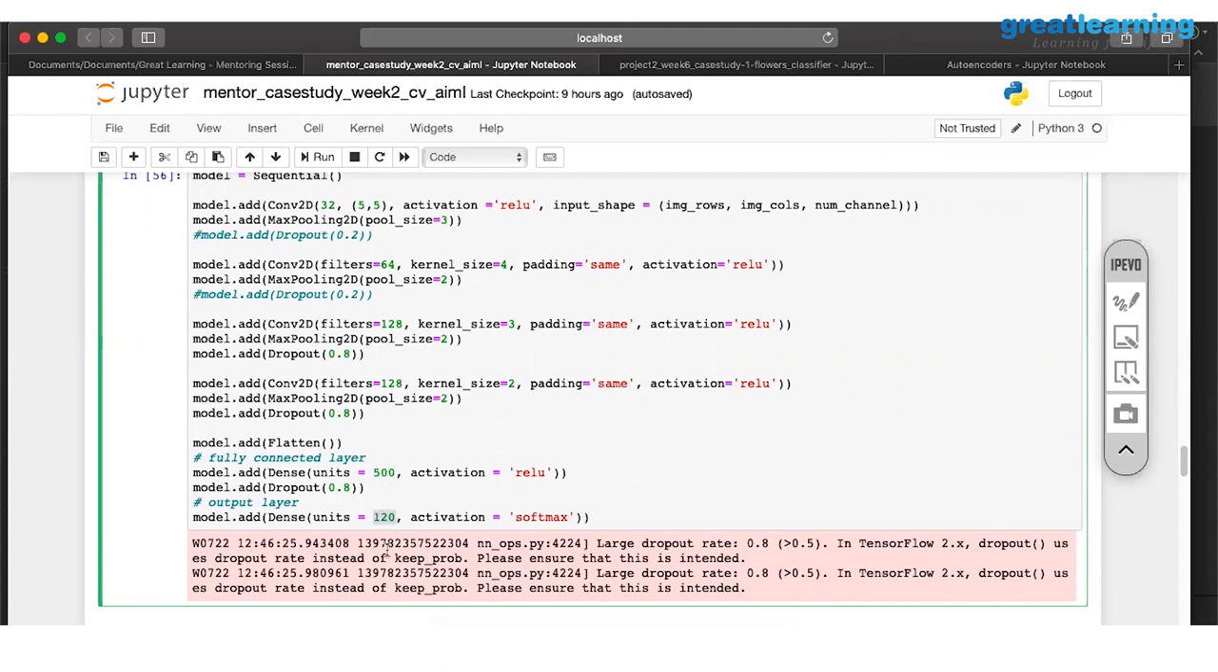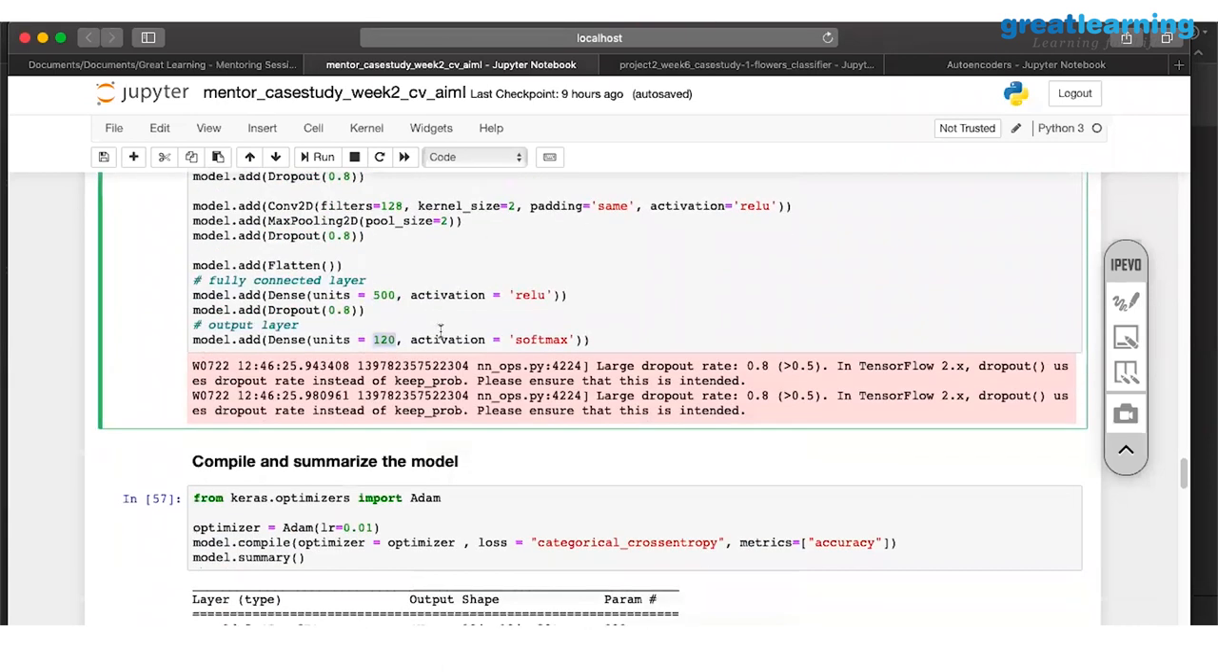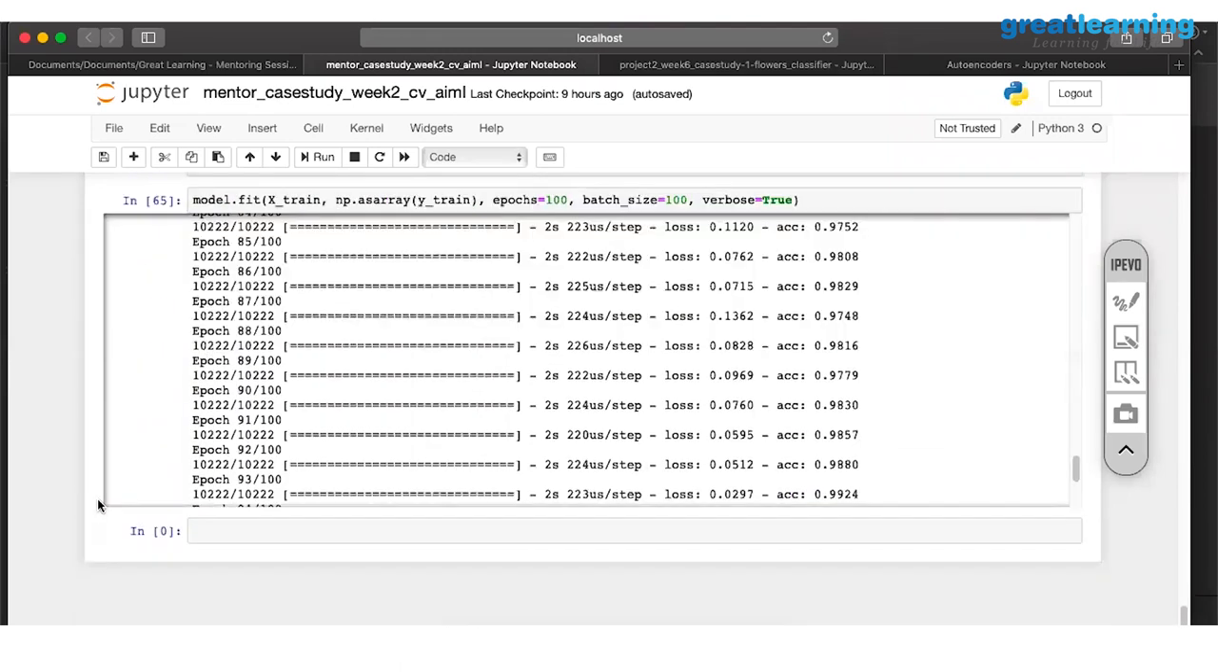I'm sorry, I said 19, but the total unique breeds are 120. All right, so this is one example of a CNN that we are building. Now, when I run my CNN down the line, let me show you.